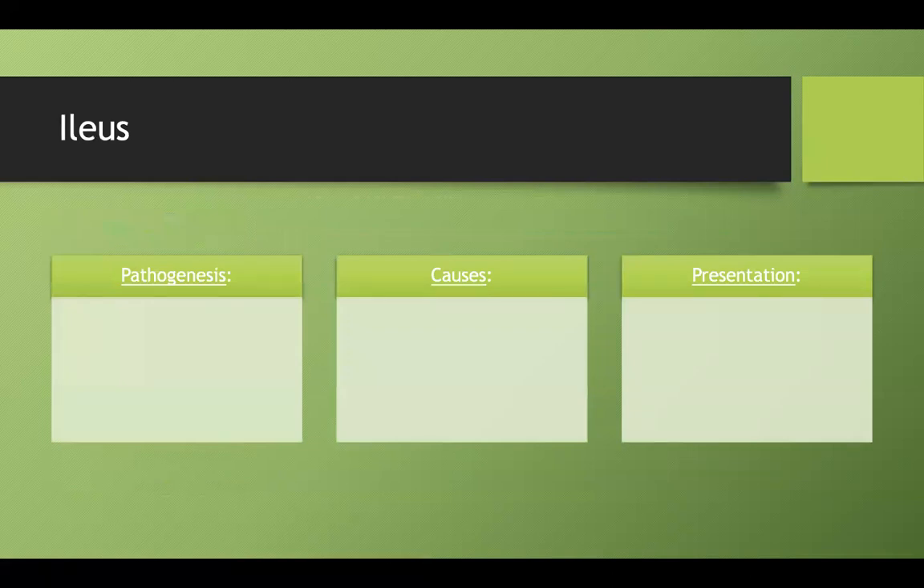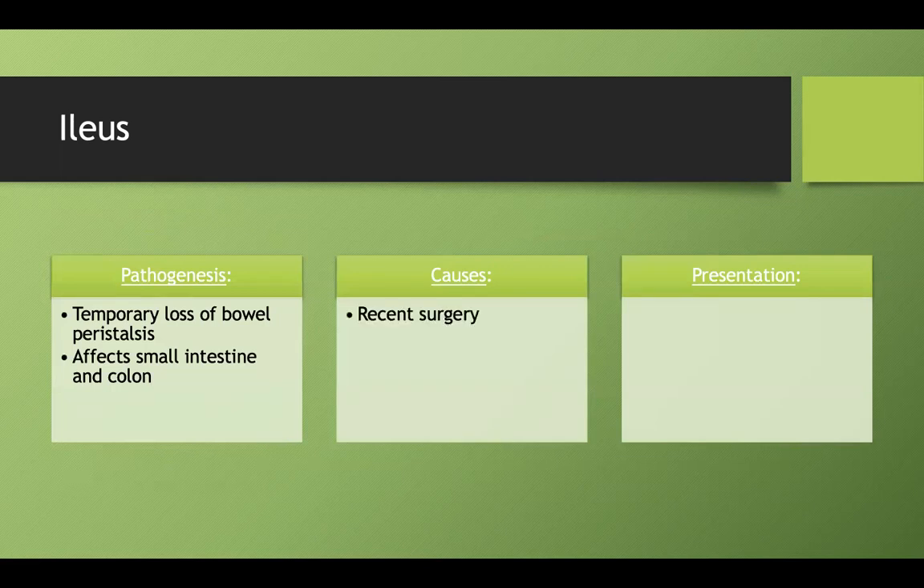Okay, I'm going to go over what ileus is versus Ogilvie syndrome. So ileus is a temporary loss of bowel peristalsis. It's going to affect both the small intestine and the colon. There are a number of causes, but some of the common ones: recent surgery. After recent surgery, some people can have an ileus. Certain medications can cause it.